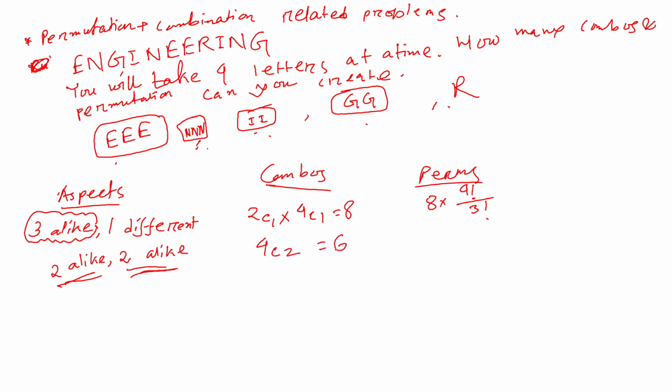And how can I figure out the permutation? It would be 6 times, obviously 4 factorial, but there are two alike, so divided by 2 factorial and then again divided by 2 factorial. Okay. So now let's see if you can find another aspect. Tell me, what can be another aspect to choose four letters?